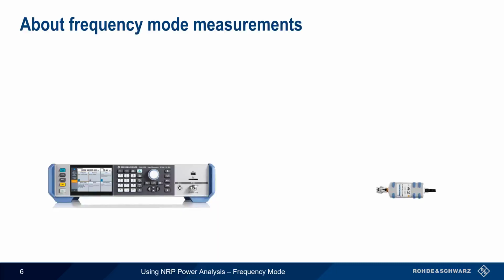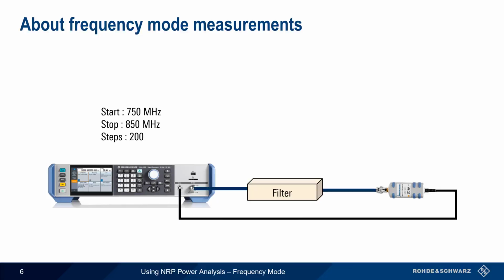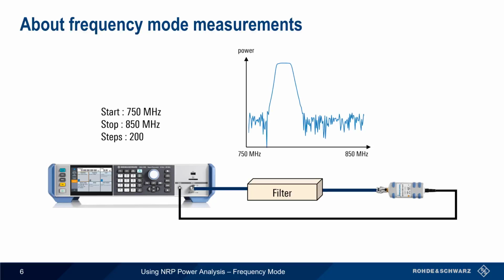We'll explain frequency mode measurements by determining the passband of a filter. We do this by specifying start and stop frequencies and the number of steps between them. The NRP Power Analysis application will then cause the SMA to transmit at each of these steps and monitor the received power at the attached NRP sensor. The application then plots the results on a graph, allowing us to view and measure our filter passband parameters.